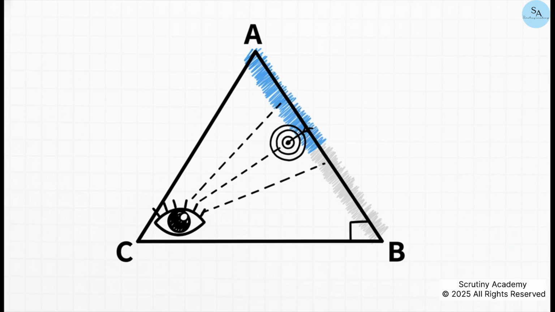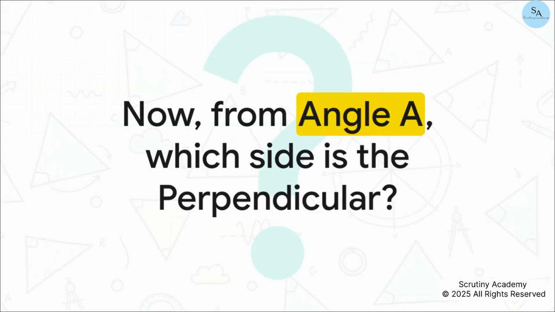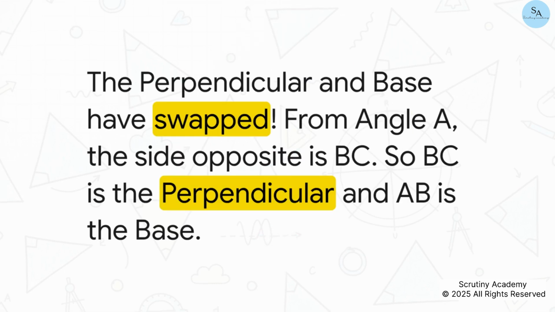It's all about perspective. Okay, but what if we move? What if we walk over and stand at angle A instead? What happens then? Do the sides keep their names? Let's find out. And boom, they swapped places.